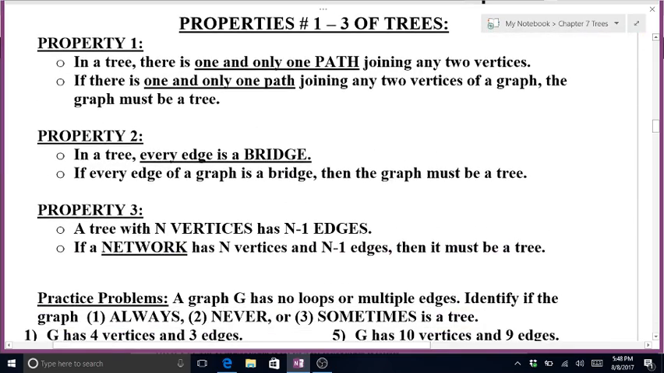Property number 2. In a tree, every edge is a bridge. We discovered that. That was one of our observations. So if they tell you that every edge of a graph is a bridge, then the graph must be a tree. And finally, property number 3. If the graph has n vertices and n minus 1 edges, it's a tree. Remember, your vertices are always one more than edges. So if your vertices are represented by n, then your edges are represented by n minus 1.